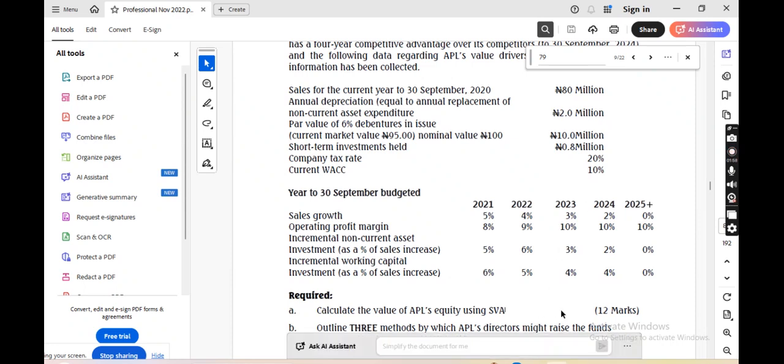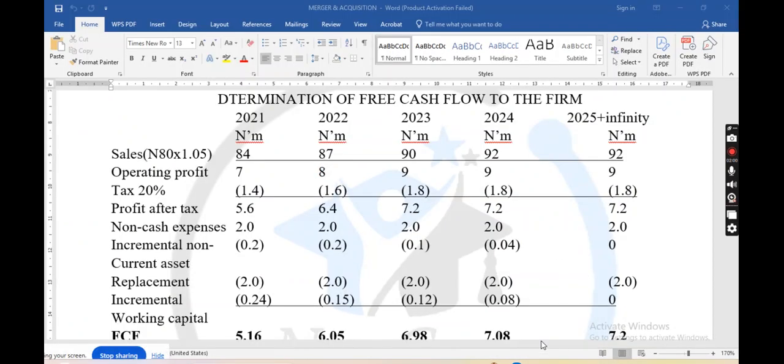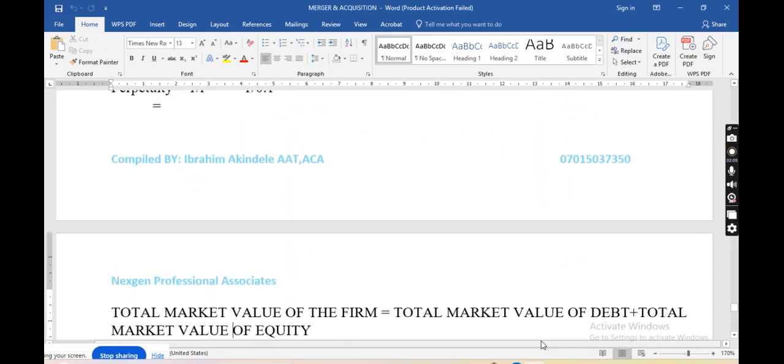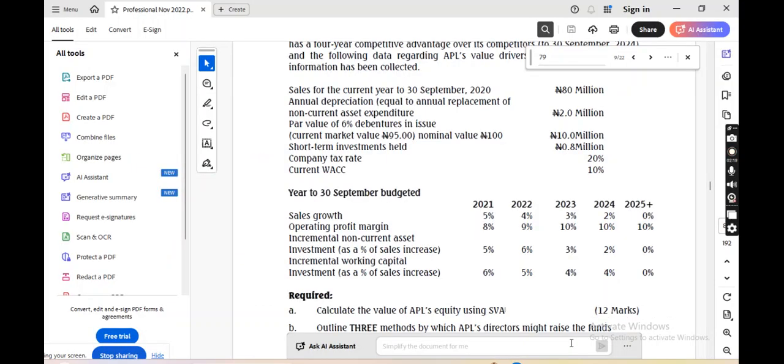And don't forget, when you determine the free cash flow to the firm, the total market value using the free cash flow to the firm is equal to the total market value of debt plus the total market value of equity, right? And I said that since it is like that, to calculate your market value of equity from the free cash flow to the firm, what you need to do is deduct the element of debt.